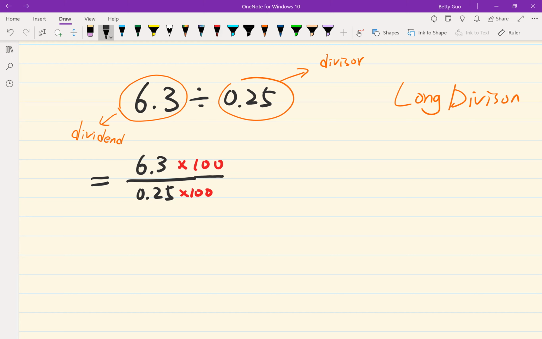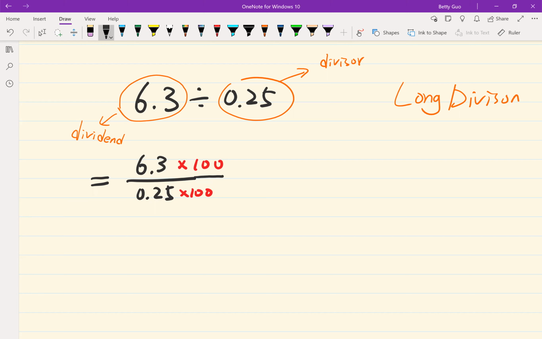I wrote the original division of the two decimals as a quotient of the two decimals. The numerator is the dividend. The denominator is the divisor. The divisor is 0.25, but I want the divisor to be a whole number. How do I make the divisor a whole number? If I remove the separator here in 0.25, then that actually is 25, right? So in order to do that, I multiply by 100 because there are two digits to the right of the decimal point.